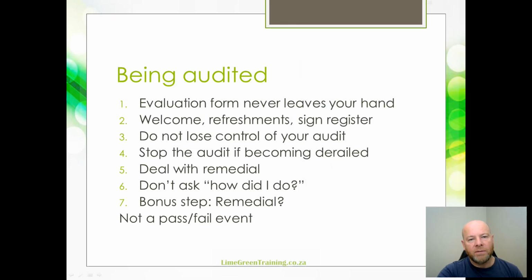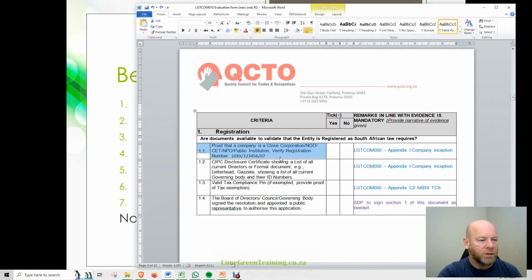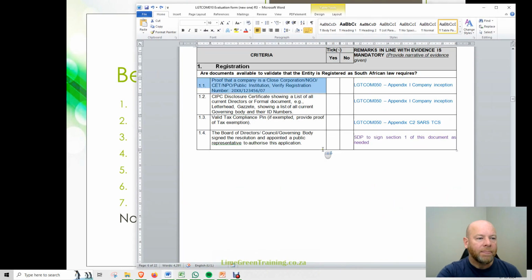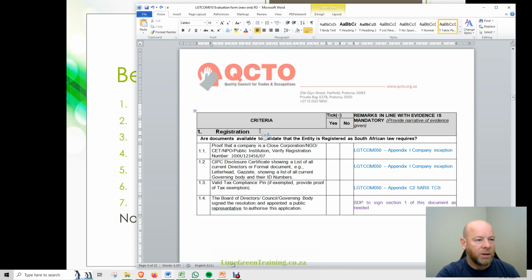Stop the audit if it is becoming derailed. That means that your audit is not following this evaluation form for some reason. If that is happening, you are losing control of your audit and you need to stop the audit and find out why it is not following this evaluation form.